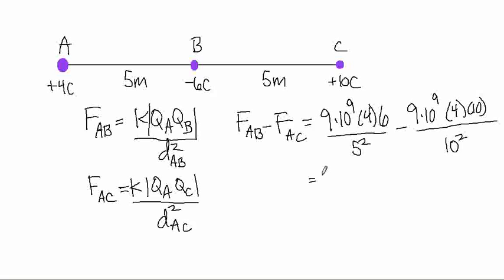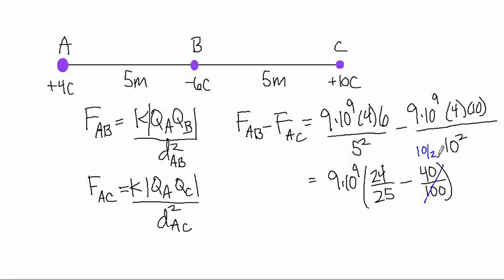So, you know what? Let me factor out the 9 times 10 to the 9 first. 9 times 10 to the 9, and the first fraction had a 4 times 6 divided by 5 squared. That's 24 over 25, right? The second fraction had a 4 times 10 divided by 10 squared. That's 40 divided by 100. Okay, and let's see, 40 divided by 100 is 10 divided by 25. Common denominator, we like that.